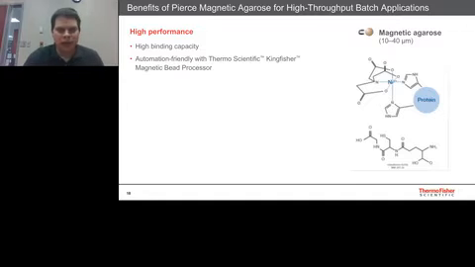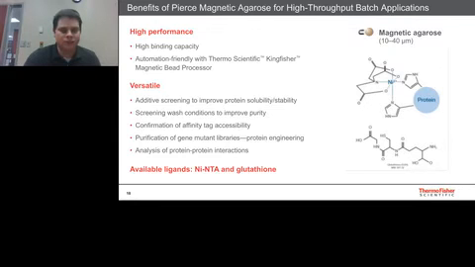Overall, Pierce magnetic agarose beads have significant benefits for high-throughput batch affinity purification of recombinant tag proteins, including high binding capacity and automation capabilities. This support is extremely versatile and can be used to rapidly and efficiently evaluate additive screening, wash conditions, tag accessibility, protein engineering, and protein-protein interactions for His-tagged or GST fusion recombinant protein.